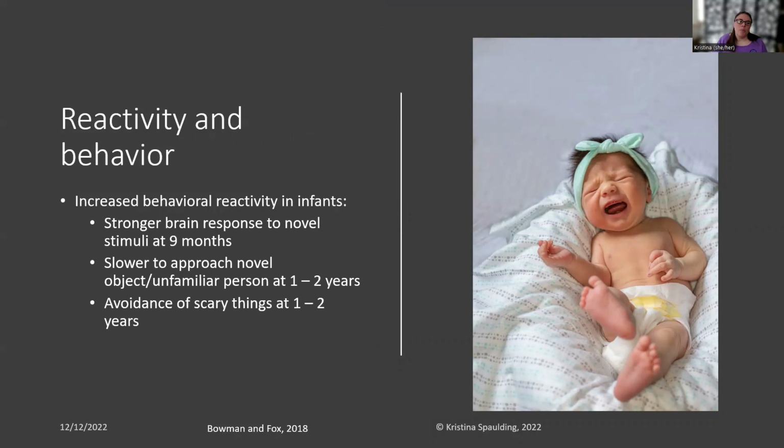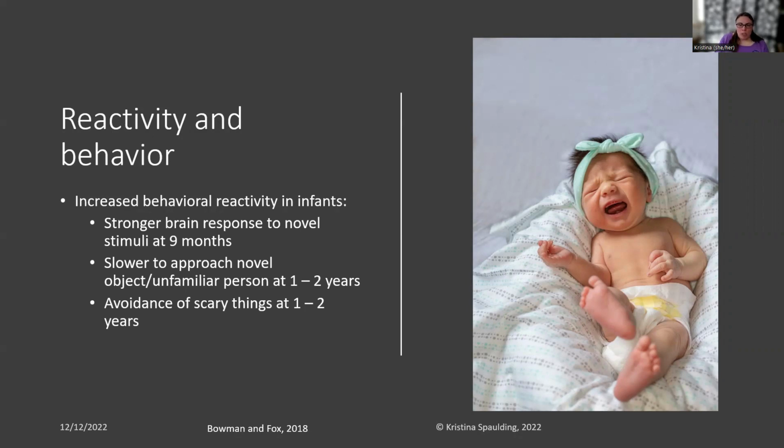So these are now showing the predictions. So these infants that had higher levels of emotional responding at 4 months had differences later on. So at 9 months, they showed a stronger brain response to novel stimuli. They also were slower to approach unfamiliar objects and people when they were 1 to 2 years old, and they were more likely to avoid scary things when they were 1 to 2 years old.